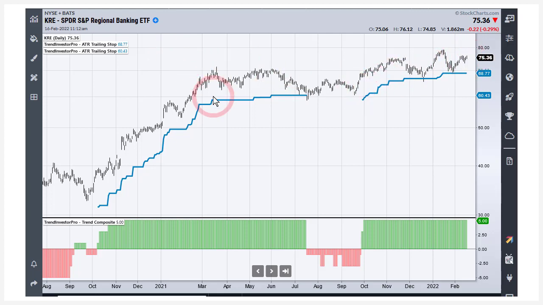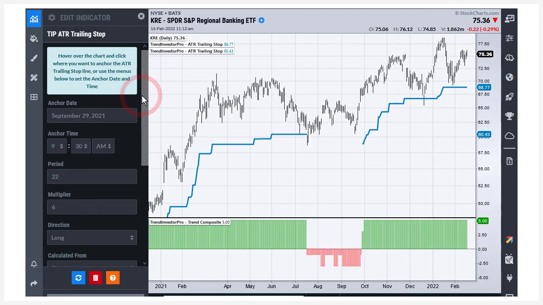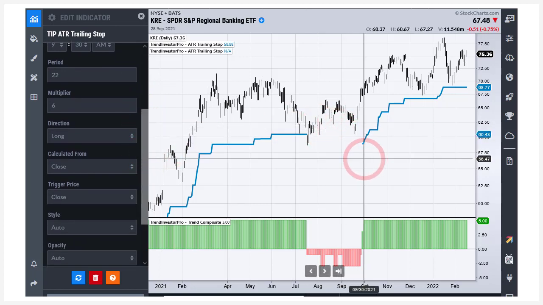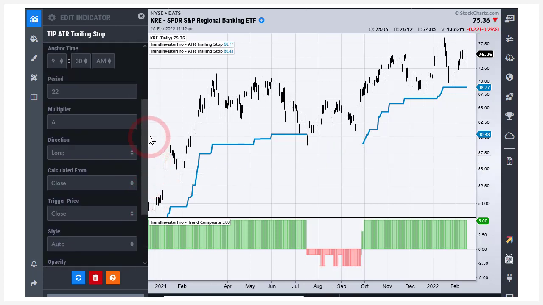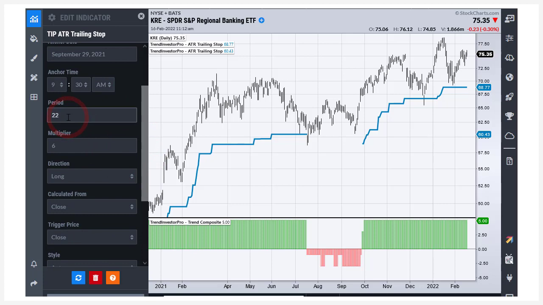So if I go over to the settings window here on the left, and I open that up. So here's this ATR Trailing Stop. And what you do, you put it on and you start it at the date of the signal. So you can see that this signal started on the 29th. And so what I do is you go up here and that's September 29th is the anchor date. It's 22 period ATRs and it is 6 of those 22 period ATRs below the highest close since the signal.